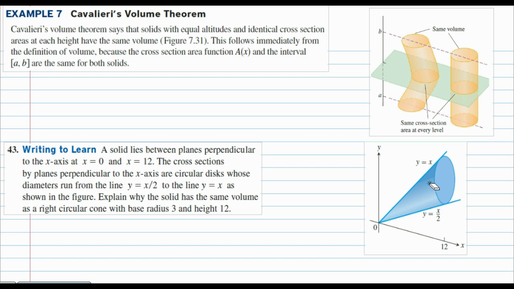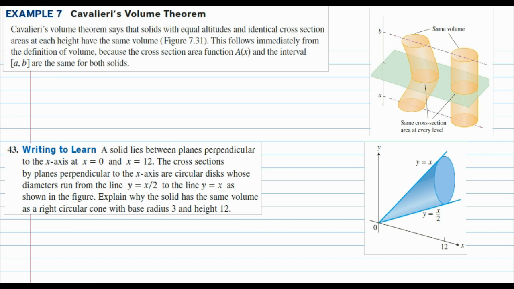So in other words, this one is not a right circular cone. This is a slanted circular cone. So we can use Cavalieri's theorem to state that they have the same volume. We just need to piece together the important parts. Now, Cavalieri's theorem says they have to have equal altitudes and identical cross-section areas. Okay, so let's make some statements then.